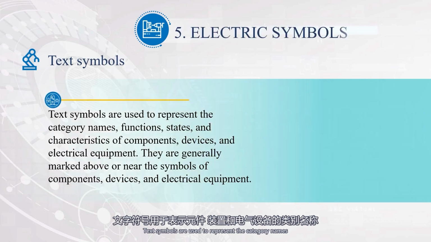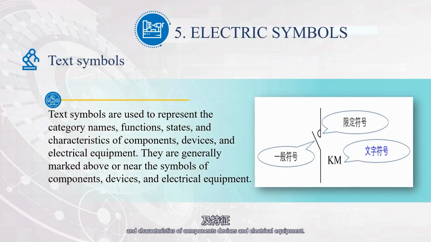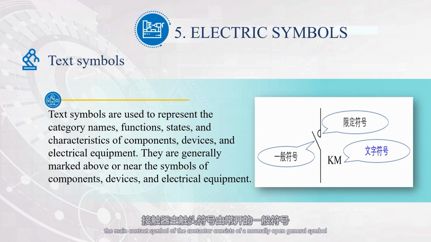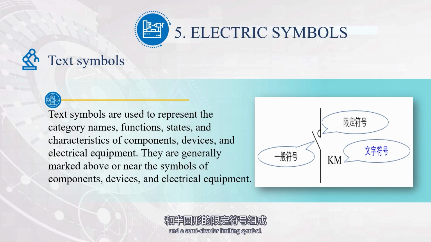Text symbols are used to represent the category names, functions, states, and characteristics of components, devices, and electrical equipment. They are generally marked above or near the symbols of components, devices, and electrical equipment. The textual symbols in electrical systems are divided into basic text symbols and auxiliary text symbols, with text symbols in uppercase: KM, KM1, KM2. As shown in the figure, the main contact symbol of the contactor consists of a normally open general symbol and a semicircular limiting symbol. KM is a text symbol. If there are multiple contactors, the text symbol can be written as KM1, KM2, etc.